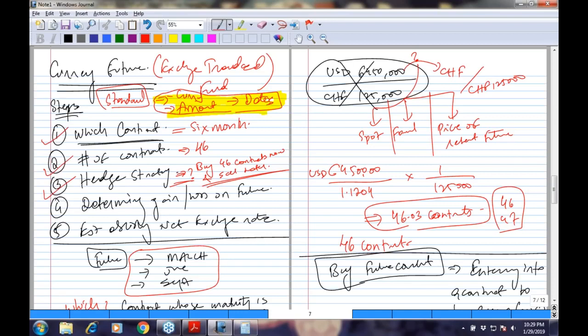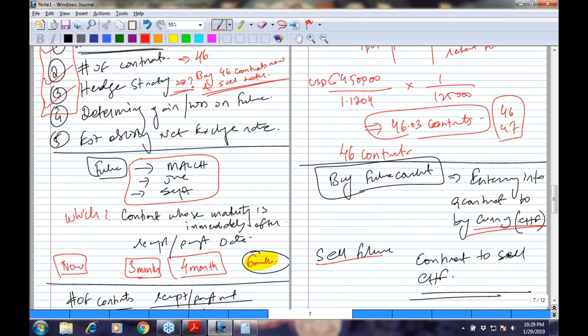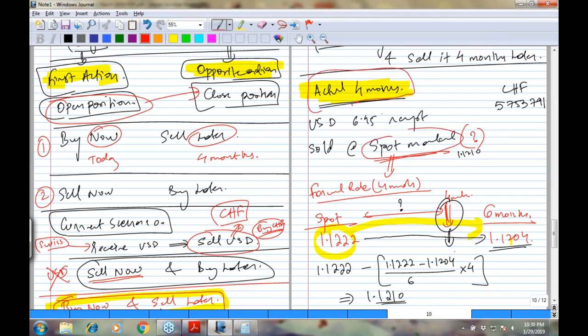Now the next thing is, all these three steps will be done now: deciding which contracts to go for, how many contracts to go for, and what the hedge strategy should be. Then you wait for 4 months. 4 months later, when you receive the money, you would sell it at the spot market. In this question, we were not given the spot rate, so we estimated it, but generally you would be provided with the spot rate. So you would sell this currency at the spot market. Is this okay till here also?